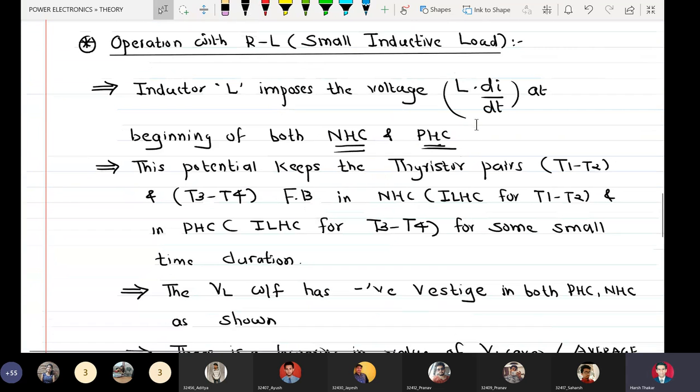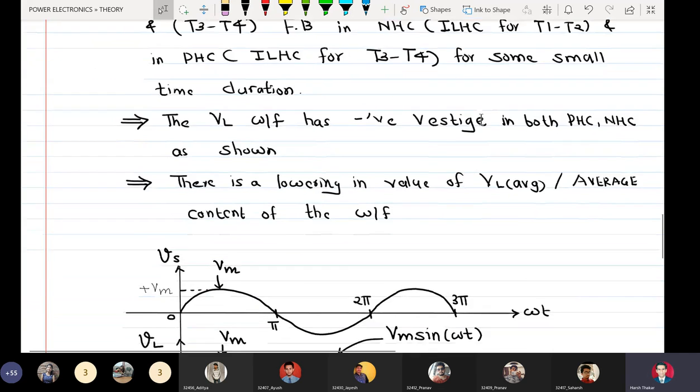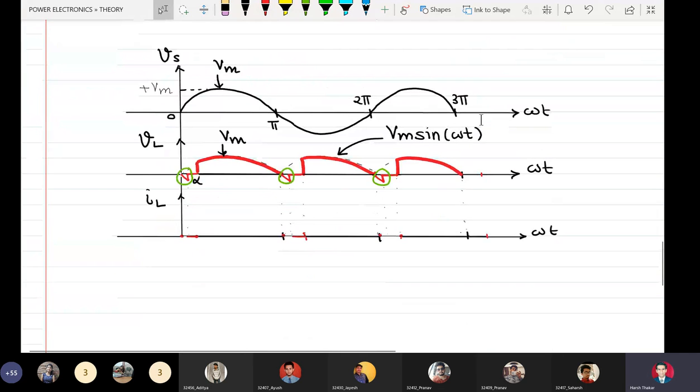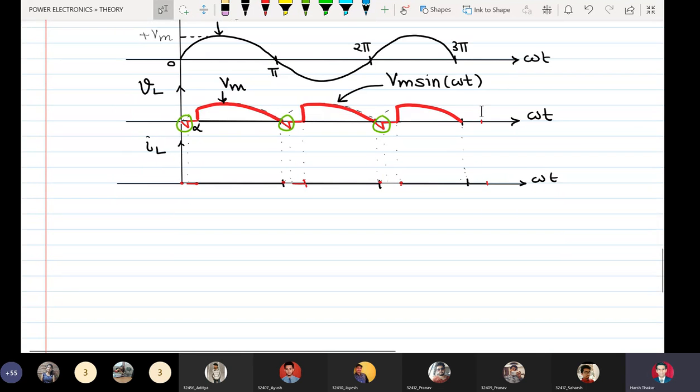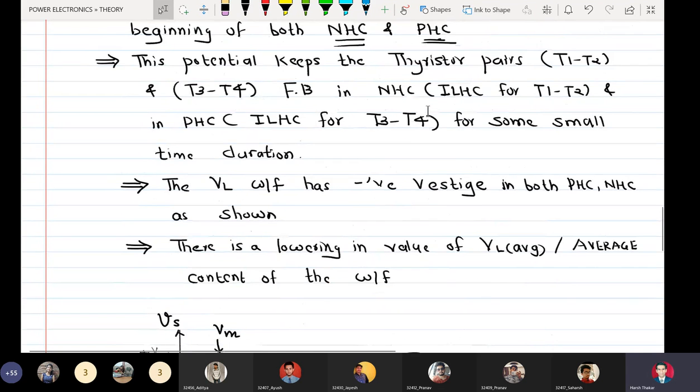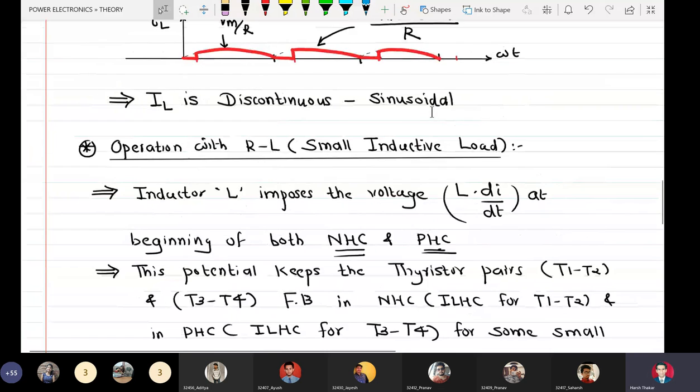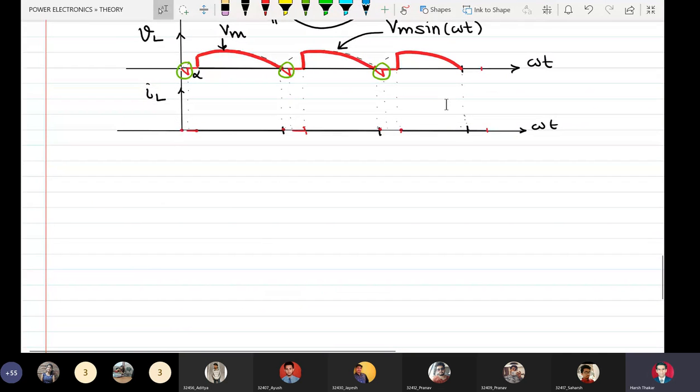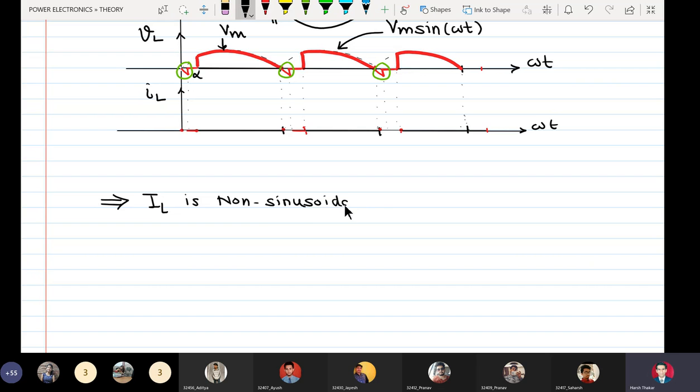So now in case of inductive loads, depending upon the value of the load inductance, whether it is very small or moderately small, we will have the load current either discontinuous or continuous, but for sure it is not sinusoidal. As I told, here in operation with RL loads, IL is discontinuous and non-sinusoidal. To make it a point here, the load current is non-sinusoidal.